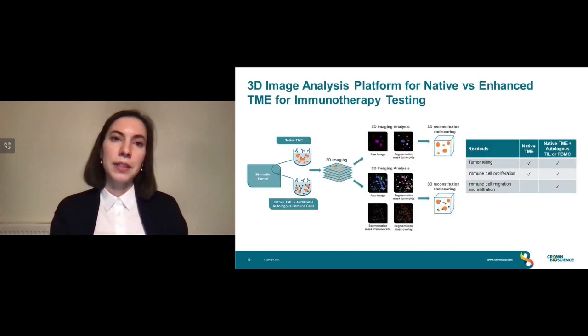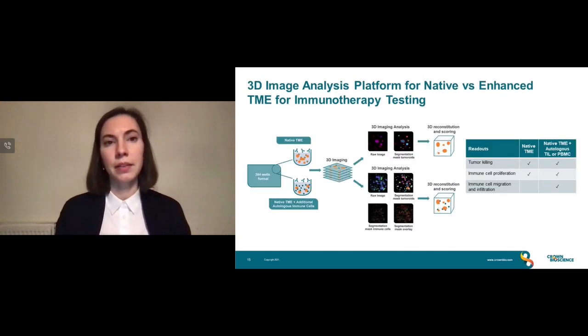As I already mentioned, this platform is preserving endogenous immune cells and therefore makes an ideal platform to analyze immunotherapies. Here we can offer two different options. First, we can test immunotherapies in a native tumor microenvironment, so with the immune cells that are present endogenously in a sample. And in this case, we would have the readouts such as tumor killing and immune cell proliferation.